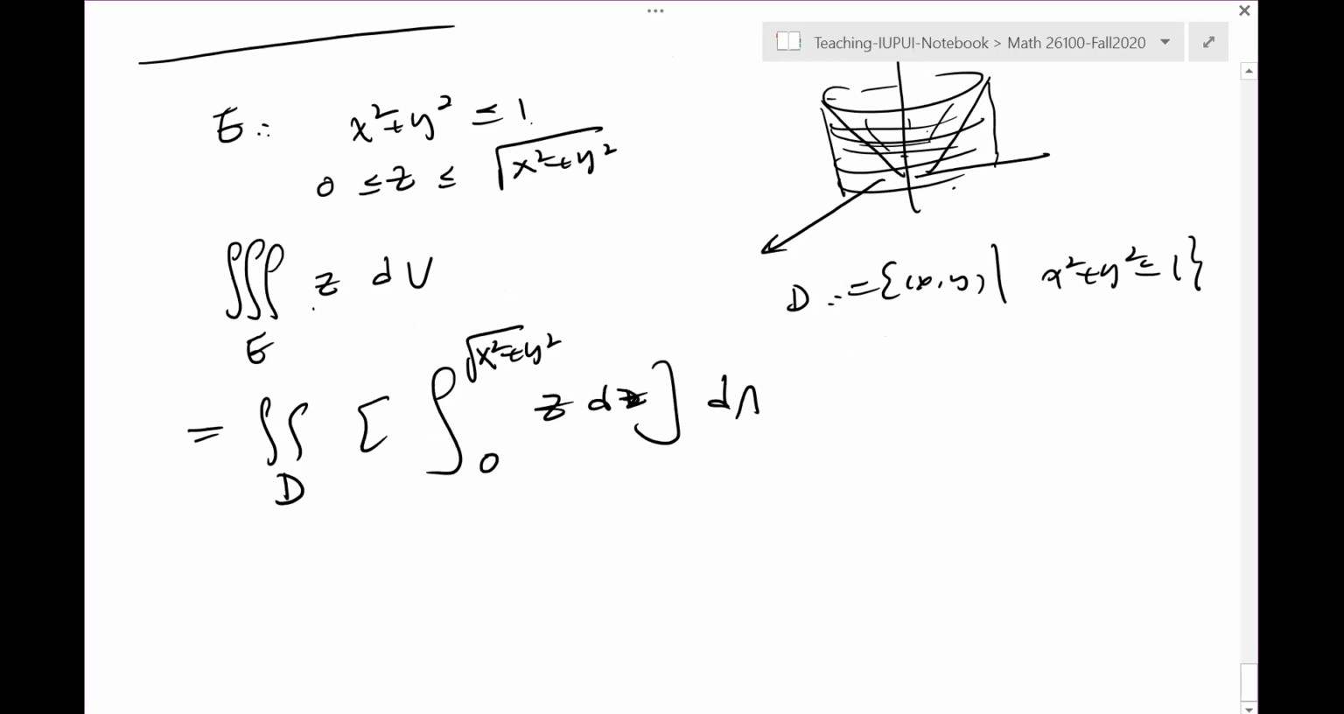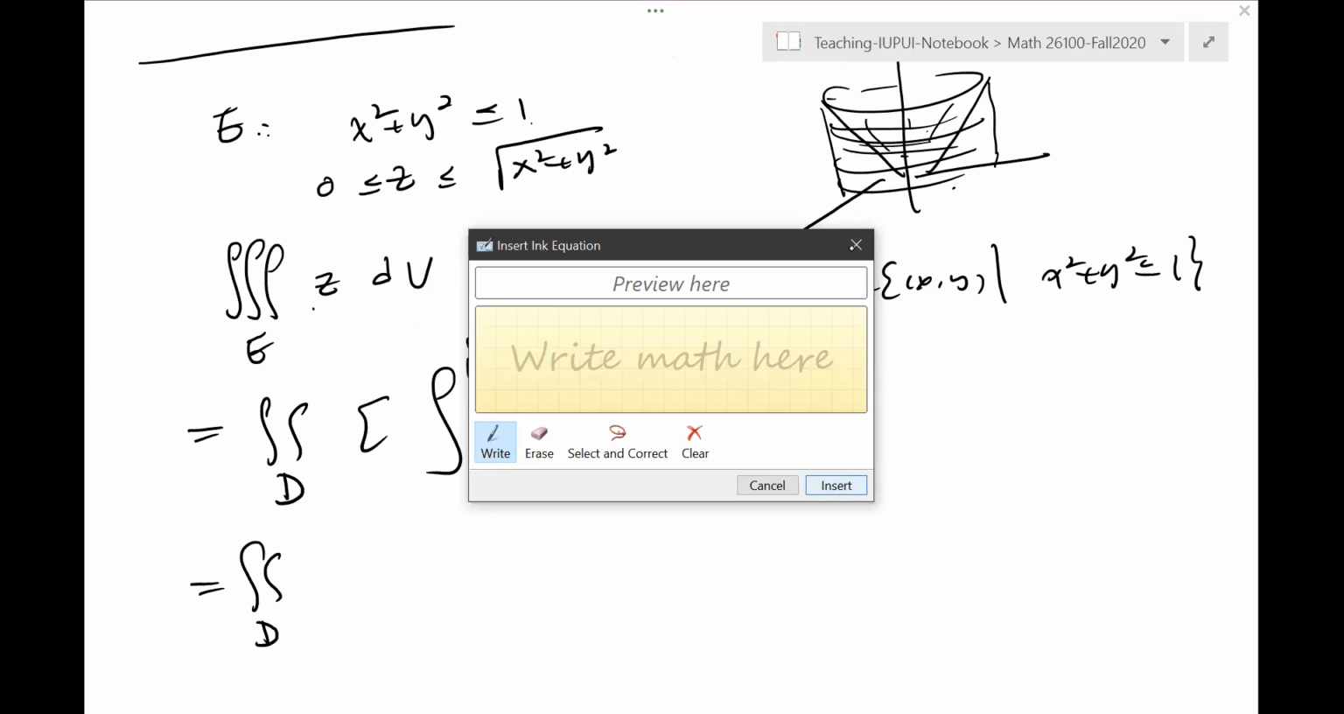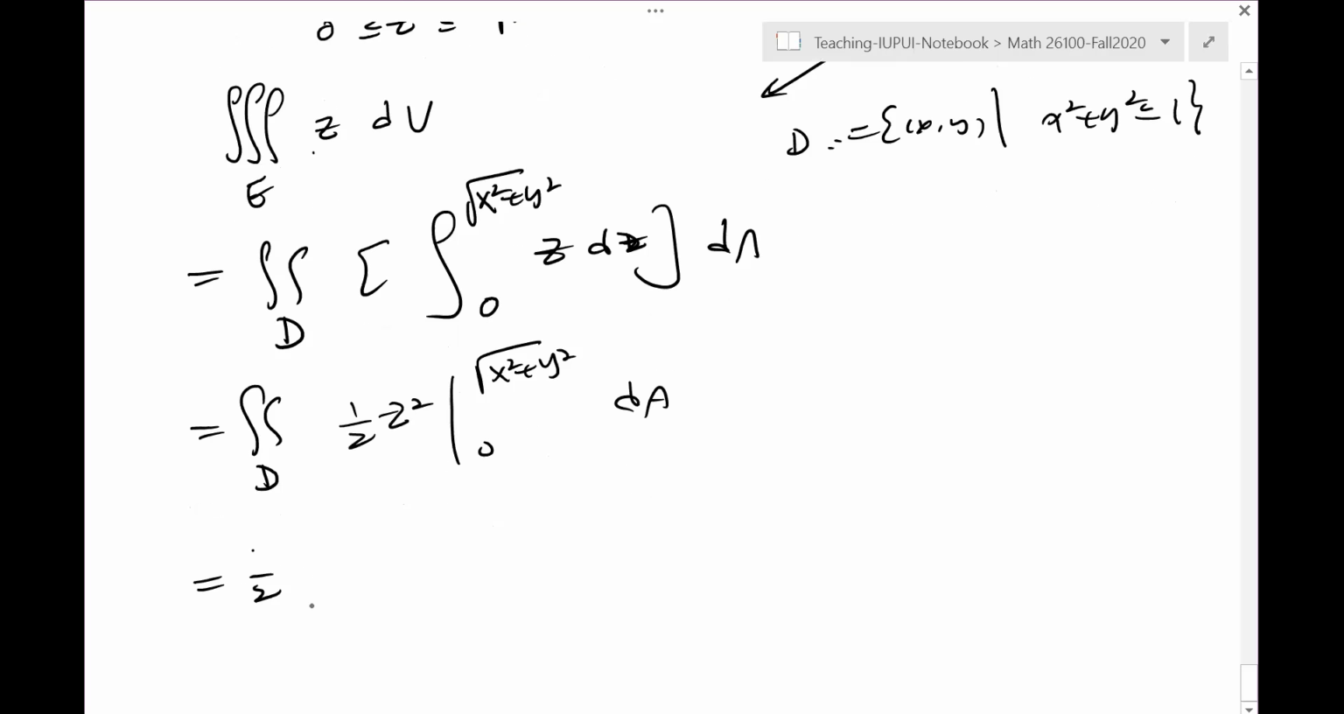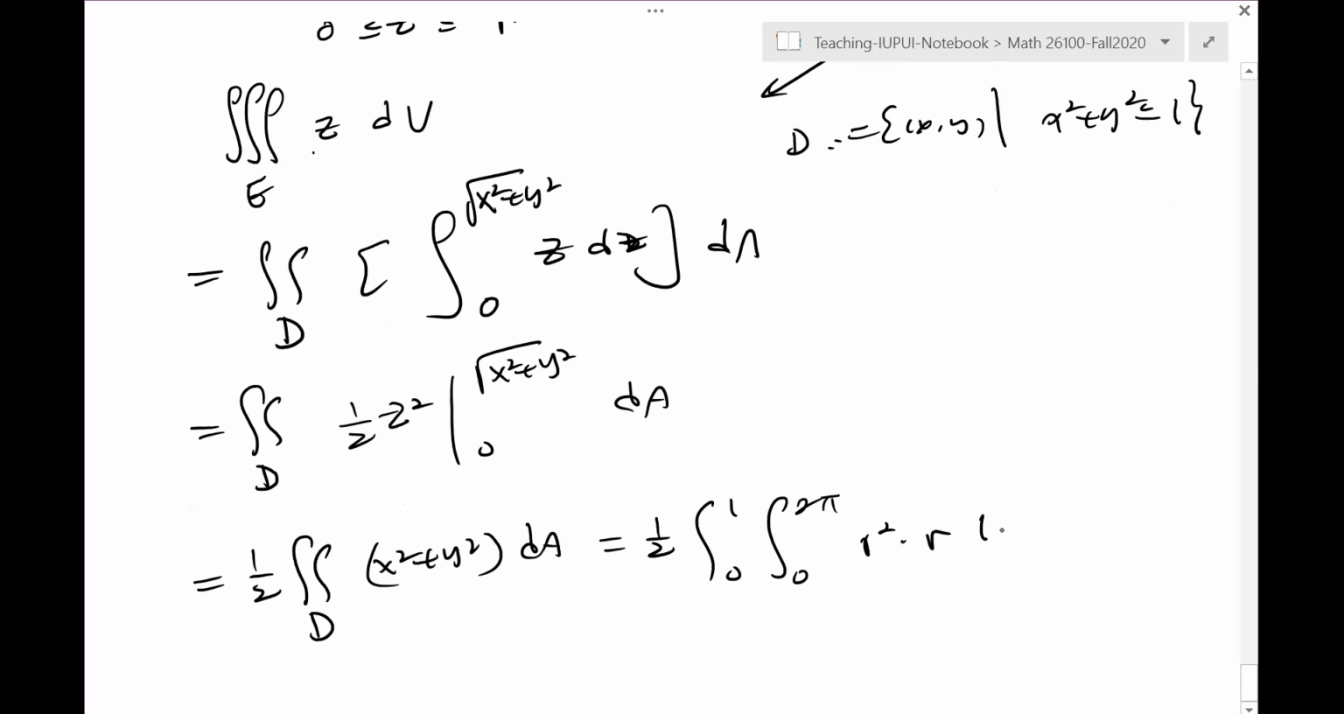And so the antiderivative of z is one half z squared, and evaluate at the two endpoints. So you will get one half times x squared plus y squared dA. Then you use polar coordinates to solve this problem. If you get very familiar with that, you can skip that step and just write down all the terms: r squared, r, d theta dr.